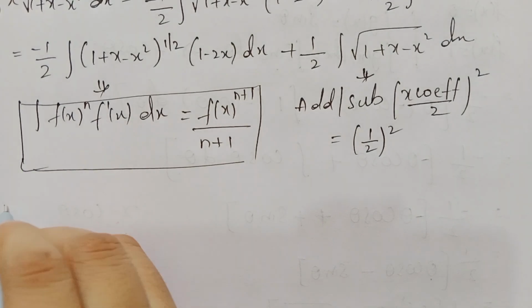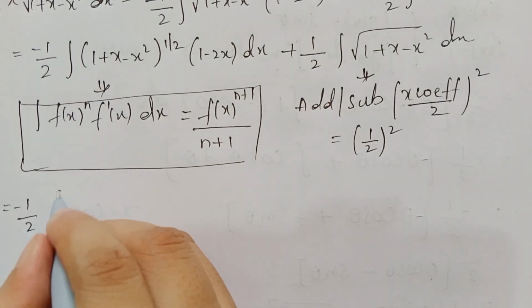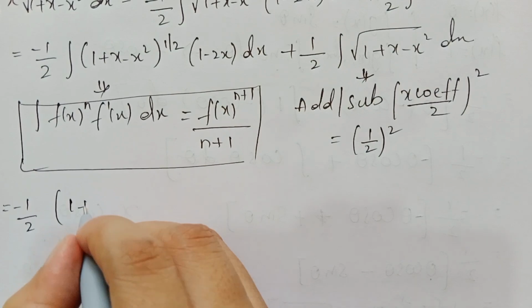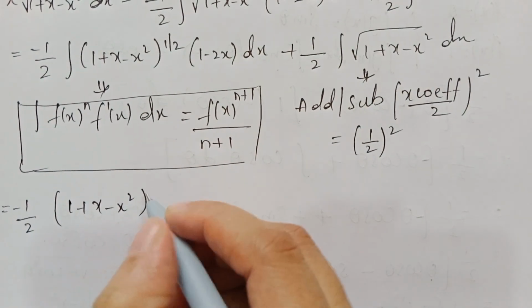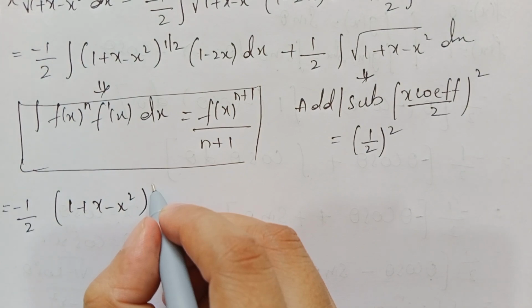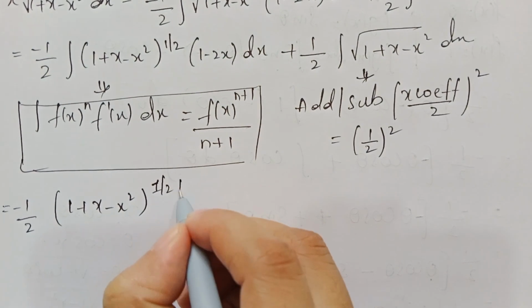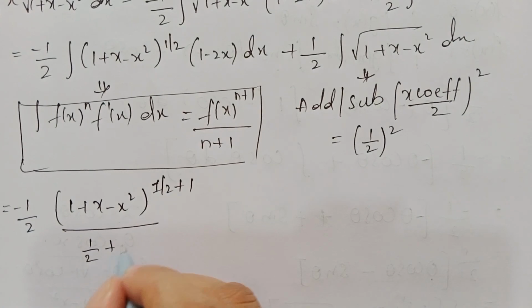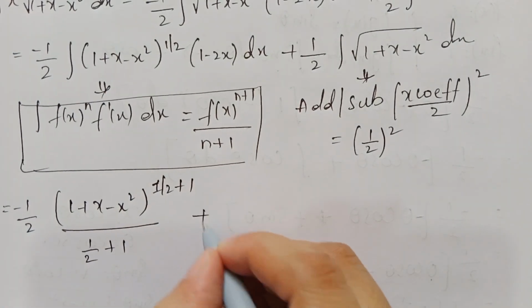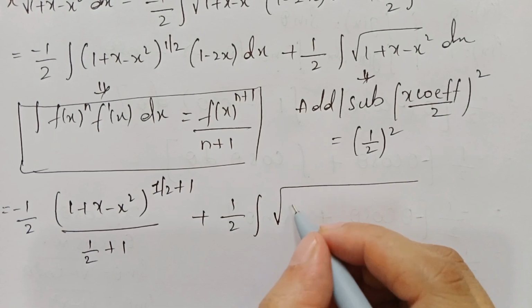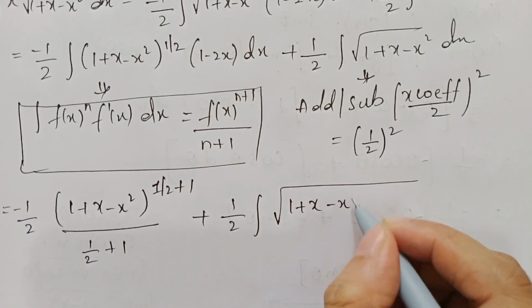So this is equal to minus 1 by 2. So f of x is this term, right? So it is 1 plus x minus x square. The n value is 1 by 2 plus 1, right? So 1 by 2 plus 1, plus 1 by 2 integral root of 1 plus x minus x square.